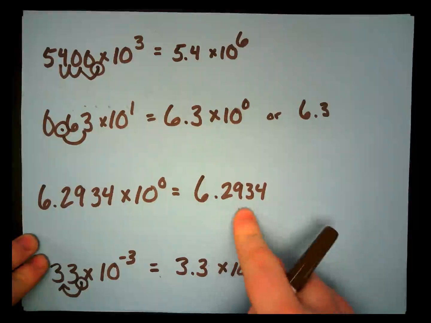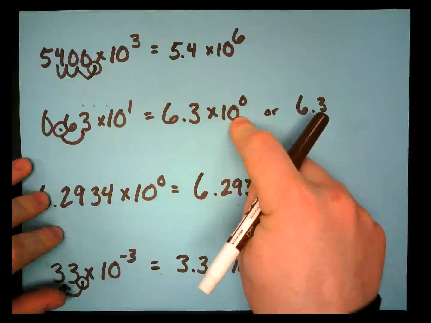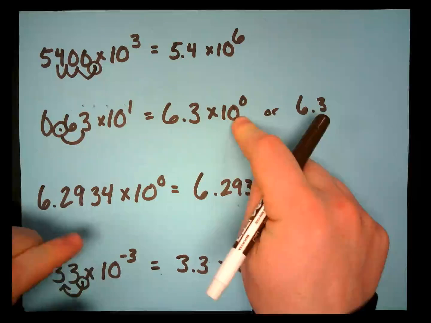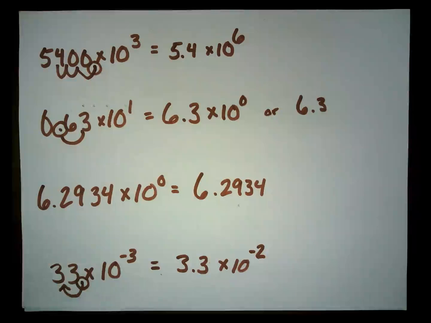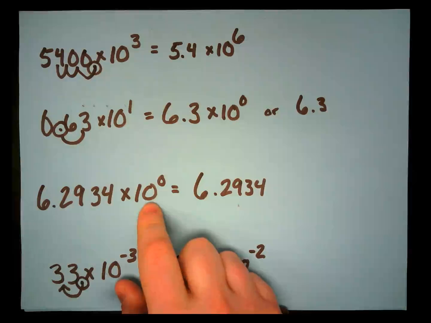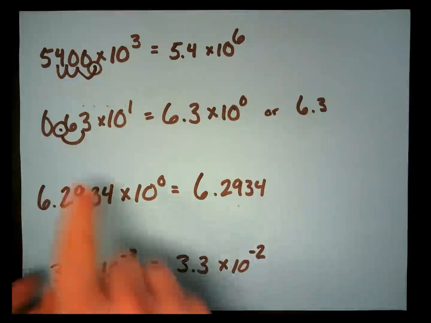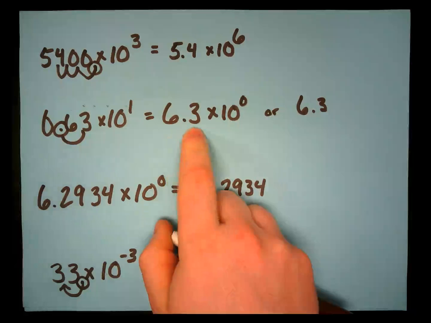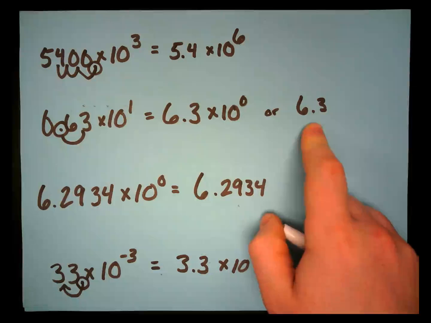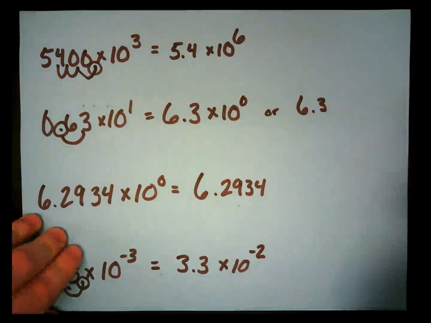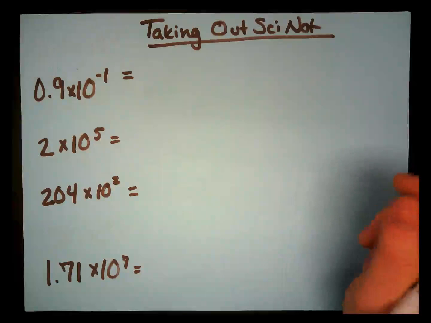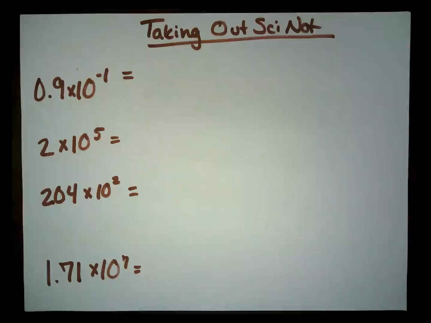So hopefully these didn't throw you off, like times 10 to the 0th power, oh my goodness. Hopefully it didn't throw you off too much. If it did, make sure you keep asking me about this. Again, pop it in your calculator and see what you get. What you should get is 1, by the way. It'd be like 6.2934 times 1. Here it'd just be 6.3 times 1. So that's why it's fine just to write it as 6.3, okay? So that's writing in scientific notation, so let's now take numbers out of scientific notation.